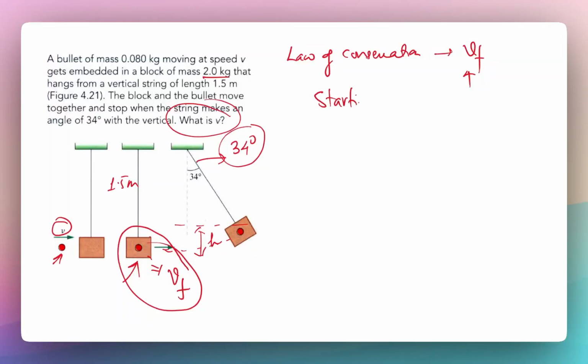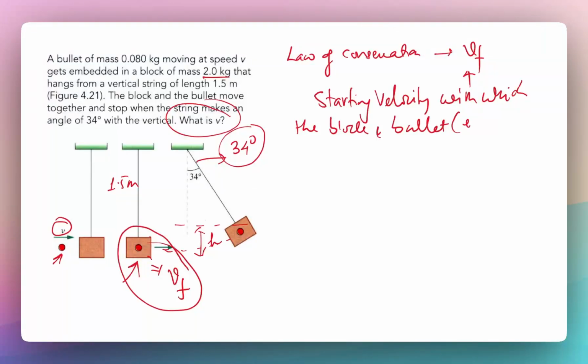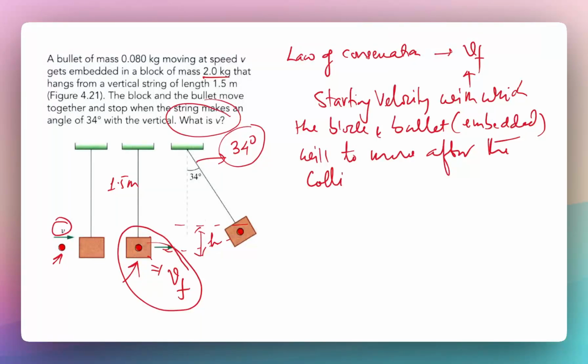So the law of conservation of momentum needs to be applied to find my v final, which is the starting velocity with which the block and the bullet, embedded together, will start to move after the collision or embedding. So how can we find that? That is where we apply the law of conservation of momentum.